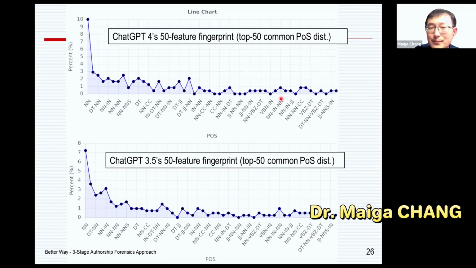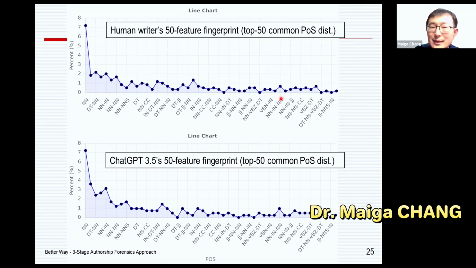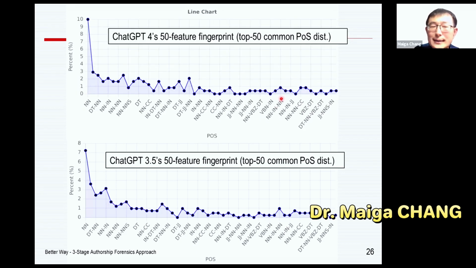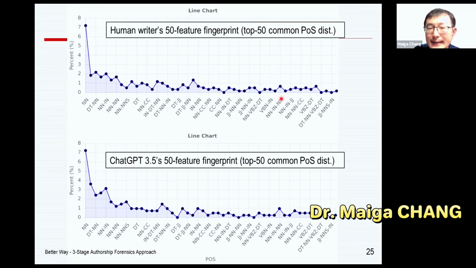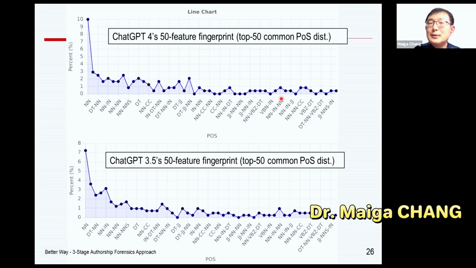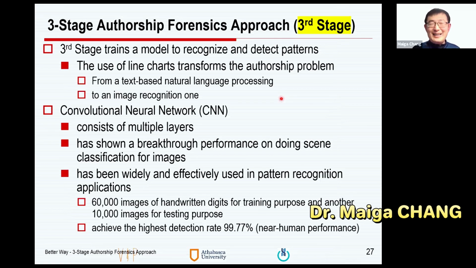Are they different? Yes, they are different, right? Even though they are always the same 50, they are different. So that is what we saw. Now let's consider that it's a fingerprint. And in that case, can we train a neural network model to identify your fingerprint?